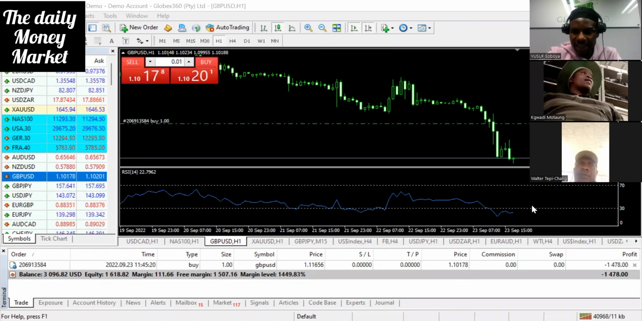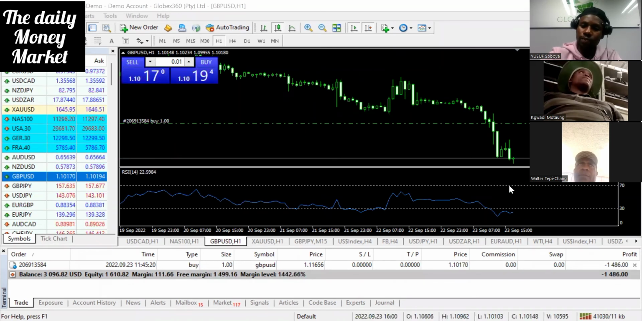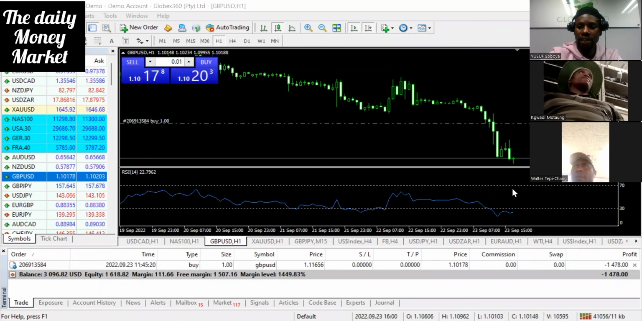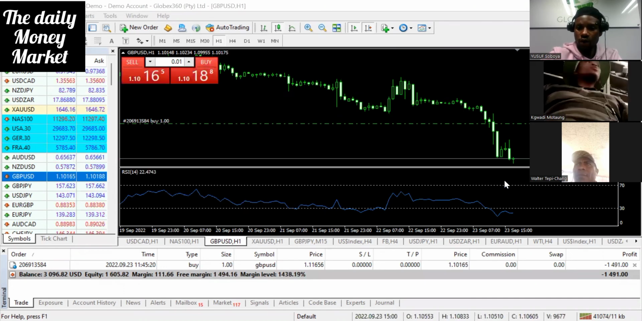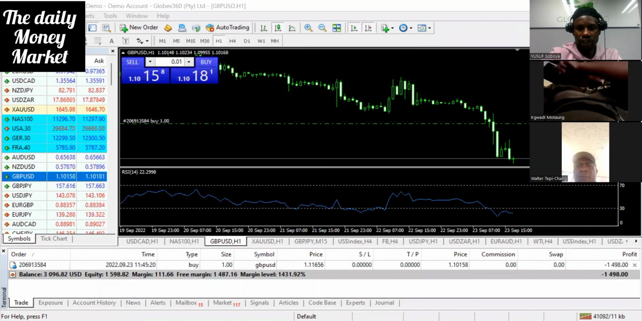Once it gets to the 30 level, it's a confirmation that it's moving from oversold to neutral, which is 30 to 70. This is the neutral zone, which means the trade is not oversold, not overbought. You don't expect anything here. If you're a swing trader, you go with it up, you go with it down, because it's not showing any indication of overbought or oversold.